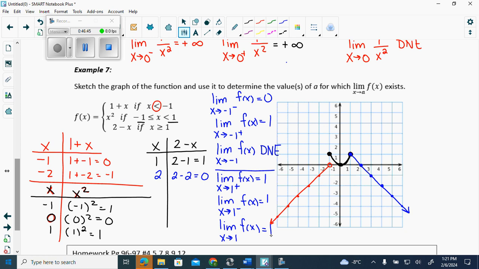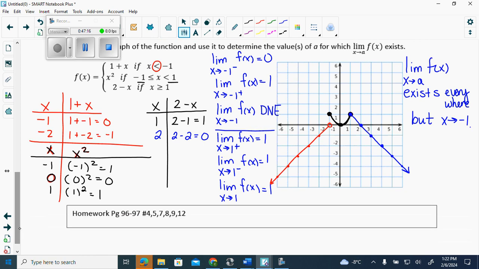So this one says, sketch the graph of the function and use it to determine the values of a for which the limit as x approaches a of f of x exists. The limit as x approaches a of f of x exists everywhere but what? X approaching what? This is your homework.